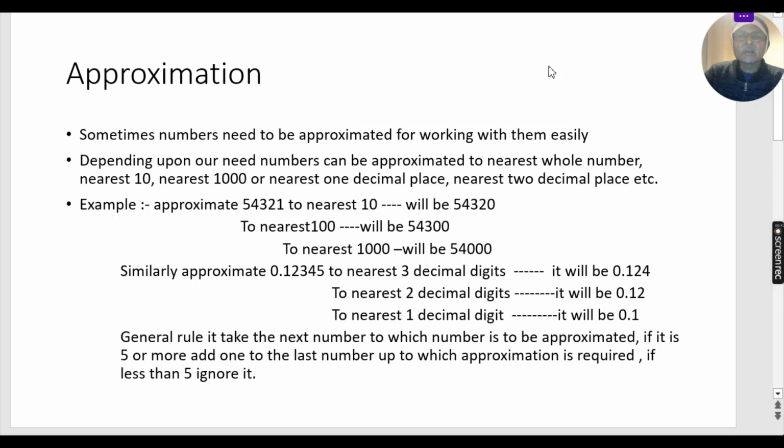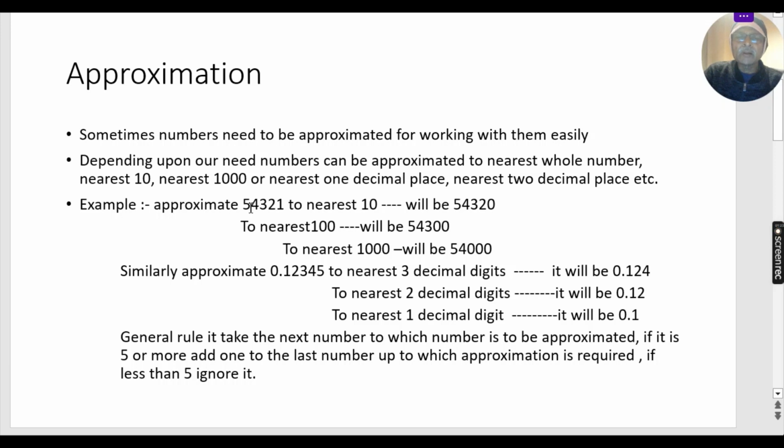Now, how much or up to what digit we have to approximate depends upon our need or our requirement. It can be approximated to a whole number, it can be approximated to the nearest 2 decimal places, or it can be approximated to nearest 1000. Whatever is our need, we can approximate. We can understand it better by an example.